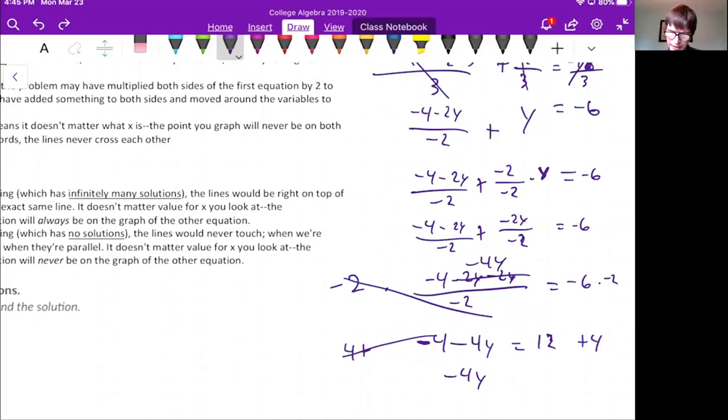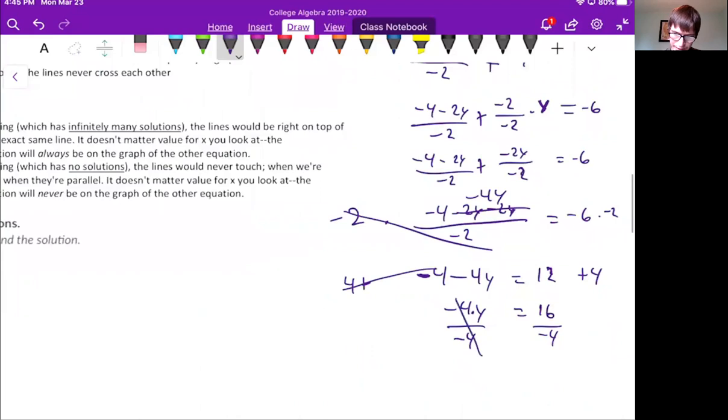So you get -4y equals 12 plus 4, which is 16. And we're almost done. We need to get rid of that -4, which is being multiplied by y, that imaginary multiplication. So we're going to do the opposite of that, which is division. We're going to divide both sides by -4. In other words, we're dividing every term by -4, the -4y and the 16.